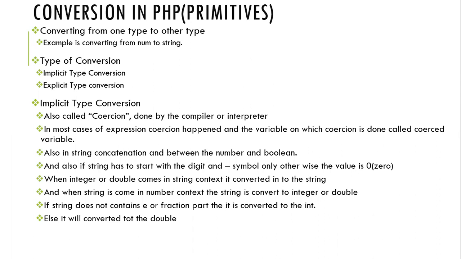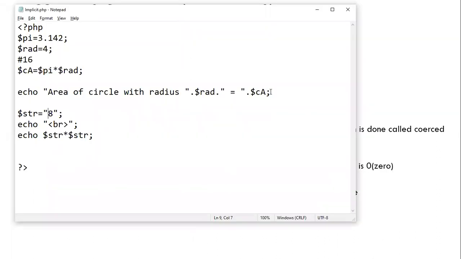And also if we are converting a string to a number, look, the string has to start with a digit or a plus or minus symbol only, otherwise it will be a zero value. When any integer or double comes in a string context, meaning the operations are string operations, the double and integer are converted into a string because it's a string context. Example, this is a string context example, because this dot right now works as a concatenation operation. So the integer is converted into a string.